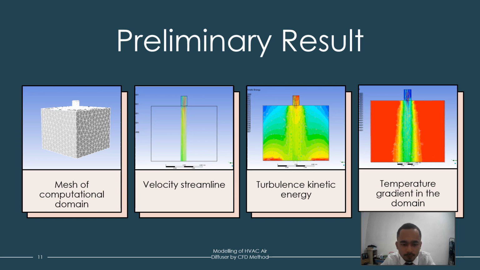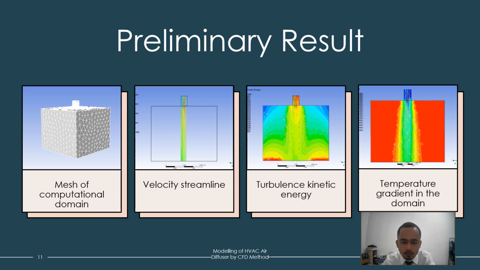So first figure on the left, it shows the meshing of my computational domain. Doesn't seem to have any problem during the meshing process. But once I have proceed to the calculation, there seems to be problem with the velocity profile. And as we can see from the second figure, the air velocity doesn't seem to be properly distributed around the room. So there might be some problems with my geometry.